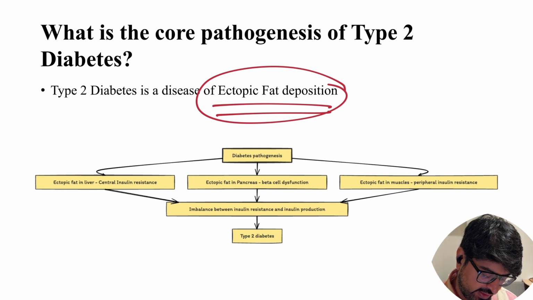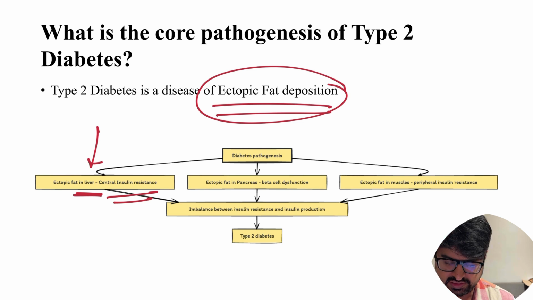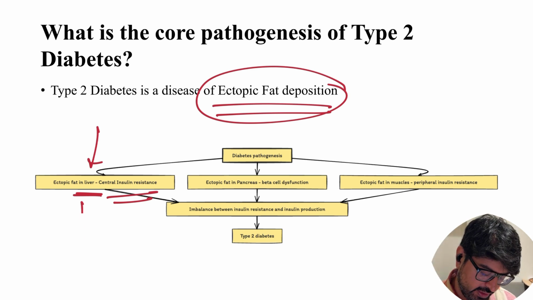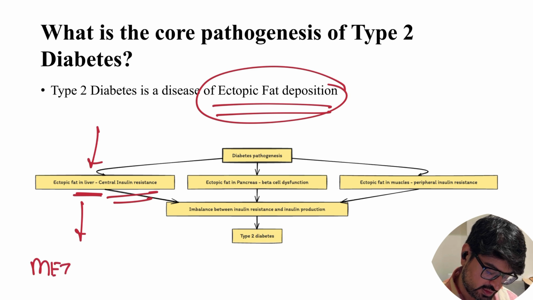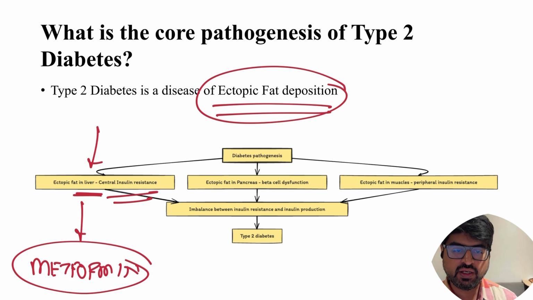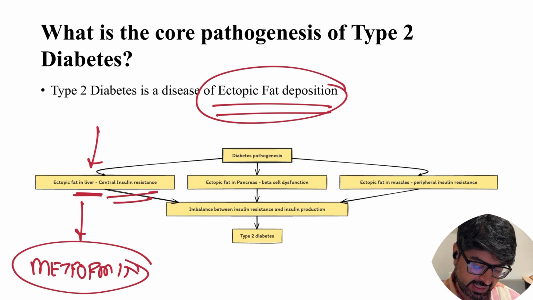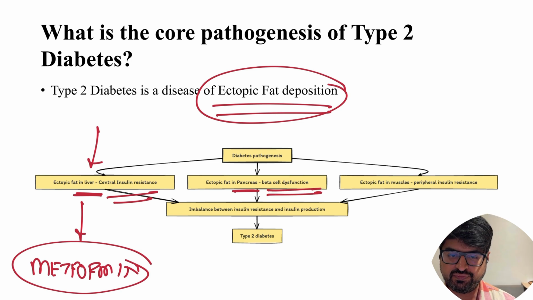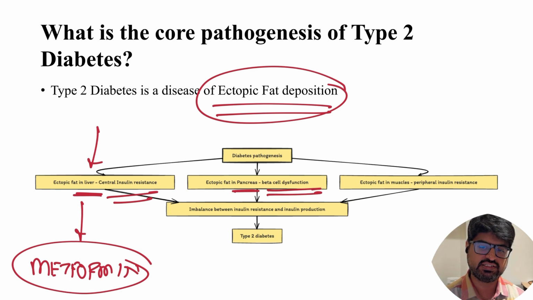Now you have ectopic fat which is deposited in the liver that leads to central insulin resistance. We all use metformin for diabetes, right? Metformin acts in this part. This is where metformin acts, right? Metformin is the first drug we use in diabetes, and metformin is something which acts here. Then you have ectopic fat in the pancreas, and this pancreatic fat leads to the beta cell dysfunction. It is one of the mechanisms by which it leads to beta cell dysfunction.